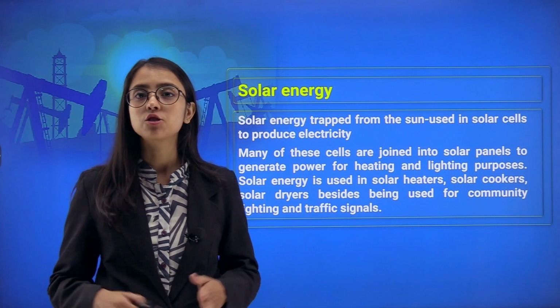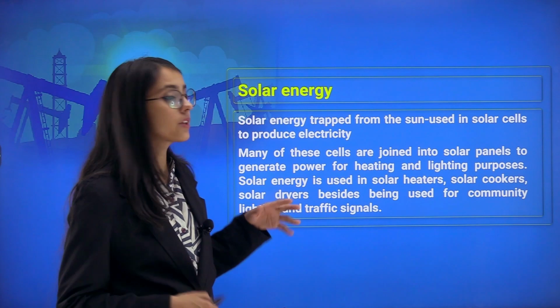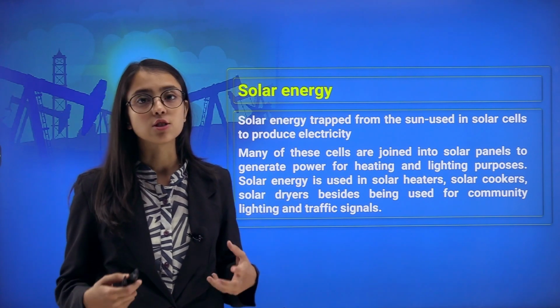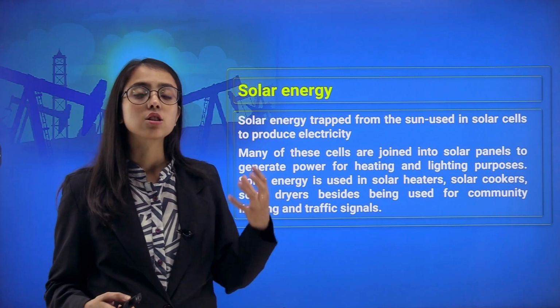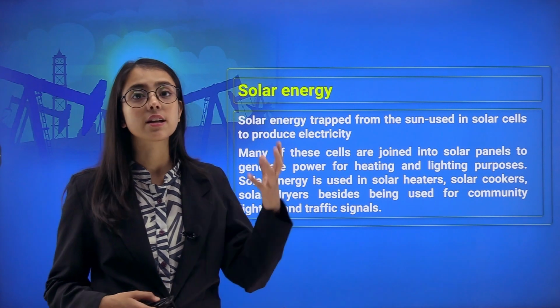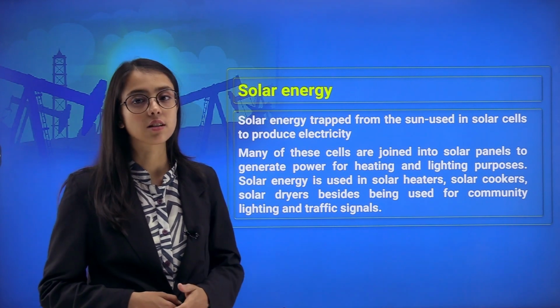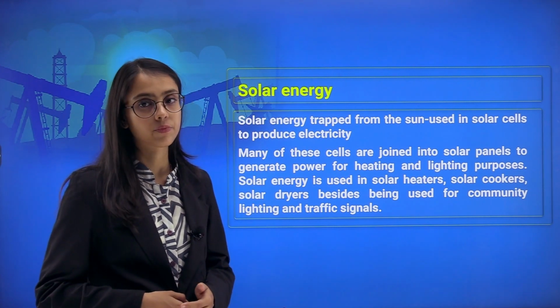These methods are therefore known as non-conventional sources, or energy sources which are renewable in nature. One such example is solar energy. The energy or power generated by tapping solar resources, the rays and heat of the sun, is known as solar energy.